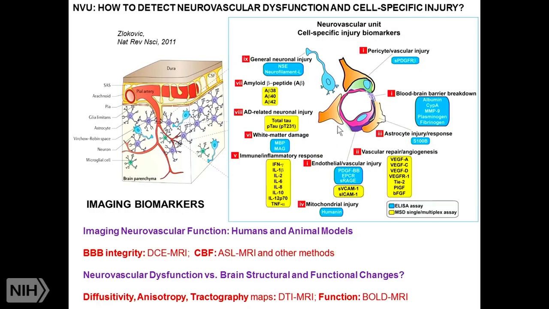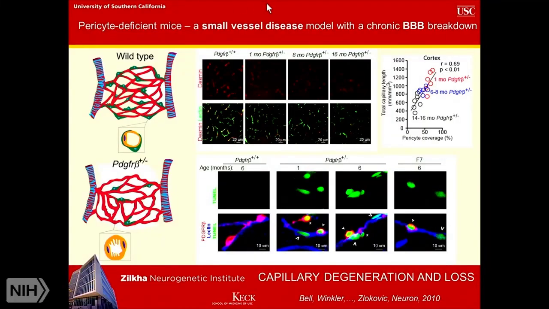function of different cell types within neurovascular unit, including endothelial cells, pericytes, astrocytes, neurons, white matter, and also we need imaging biomarkers. So we tried over the past year and a half to develop a molecular platform for about 40 biomarkers for cell-specific types within the neurovascular unit, and also developed some imaging tests both in humans and animal models, including DC-MRI, ASL-MRI, etc., and relate this to brain structural and functional changes, including diffusivity, tractography maps, DTI-MRI, and functional load maps.